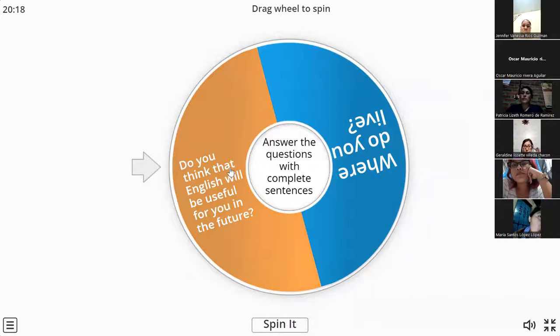Okay, what do you think that English will be useful for you in the future? Do you think that English will be useful for you in the future? Who wants to answer that? ¿Quién quiere responder? Okay, Jacqueline Carolina, tell me. Yes, I think it's very useful when we need another job. Okay, you are studying English because you are looking for new job opportunities, right? So you want to have a better job. Okay, very good. Thank you so much.